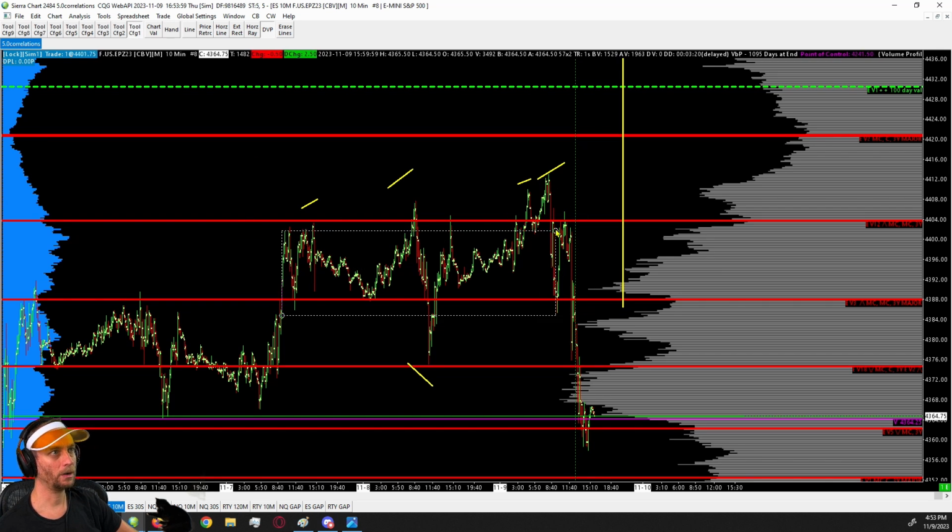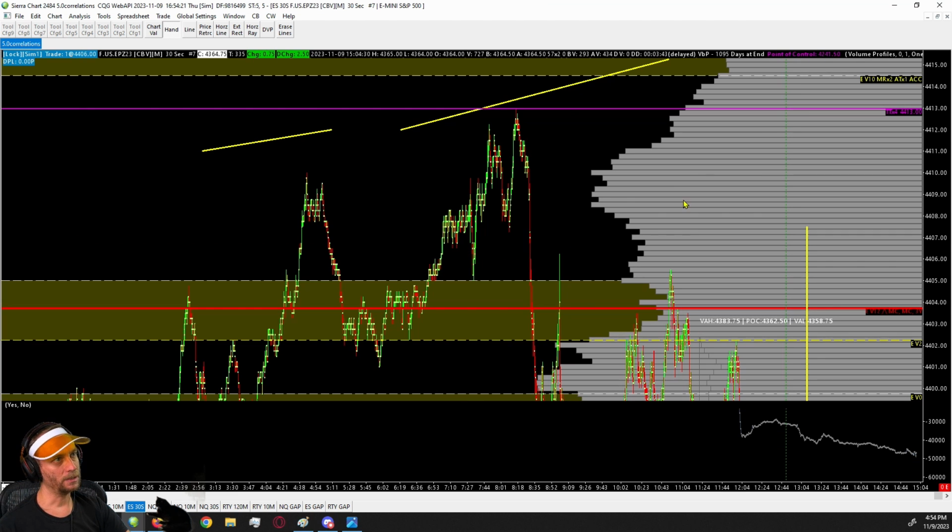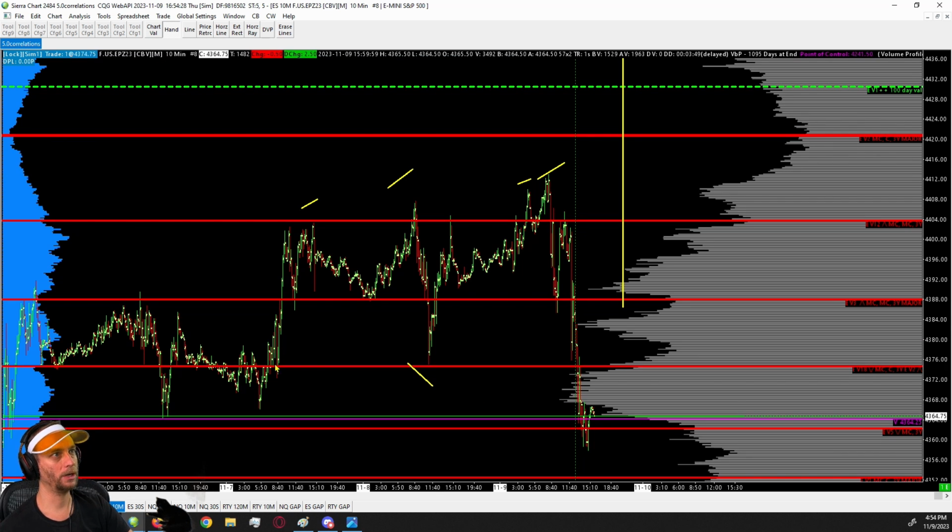So if I was to draw a profile here, see, it's bouncing off the value area high right there. So it's pulling in decently deep enough that at least it's hitting the value area high. So I would count this next test as a 4. Whereas I would not count this test as 5, from here to here. Okay, this is why I showed you what I showed you.